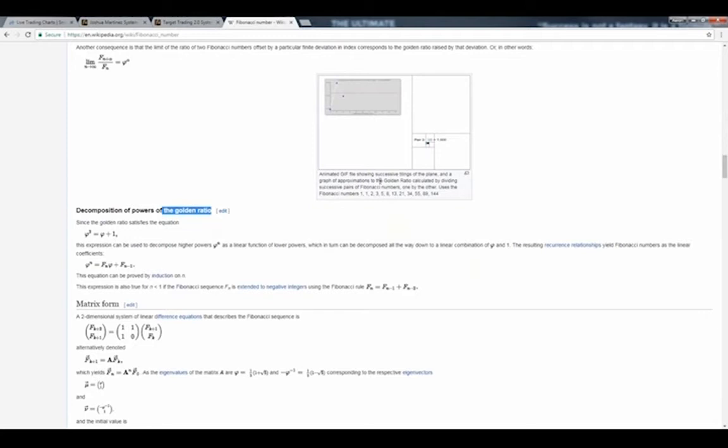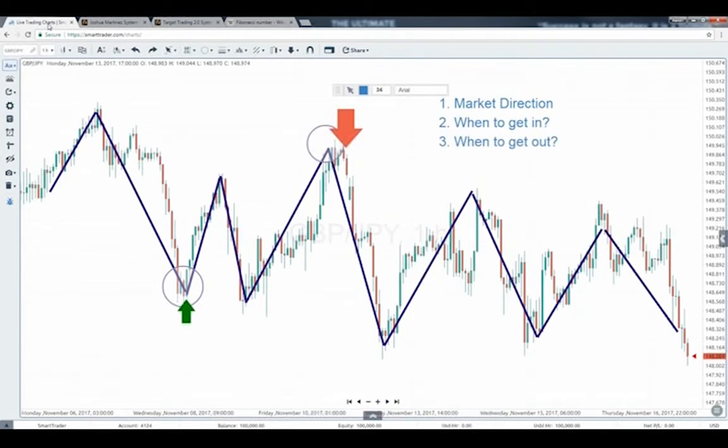Well, what does the currency market do? The currency market moves in these wave-like patterns over and over again. So what we do is we apply mathematics, the golden ratio, Fibonacci analysis to the market. Now, you don't have to do the work. Our software does all of the work for you. We use Fibonacci's to tell us where the market's going to move in the future based on where it's been in the past. We use longer time frames of Fibonacci's to determine market direction. We use smaller time frame Fibonacci's to determine when to get in and when to get out.